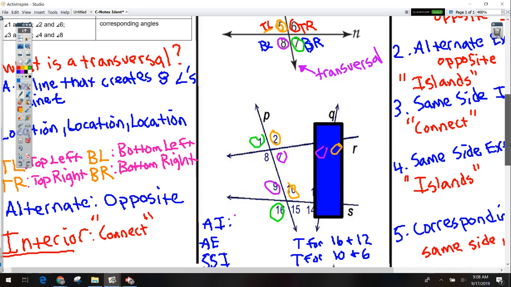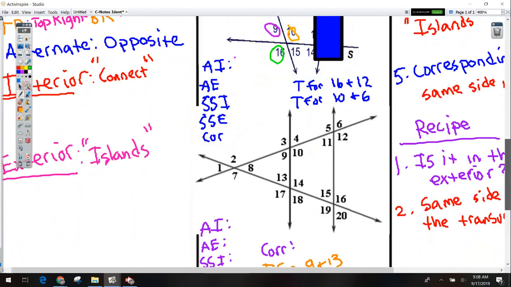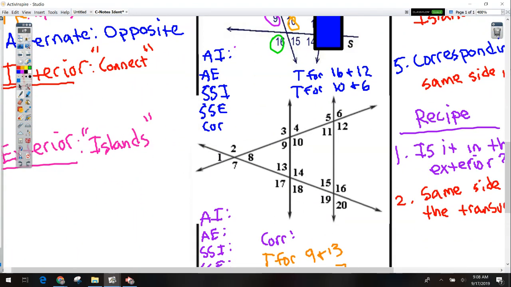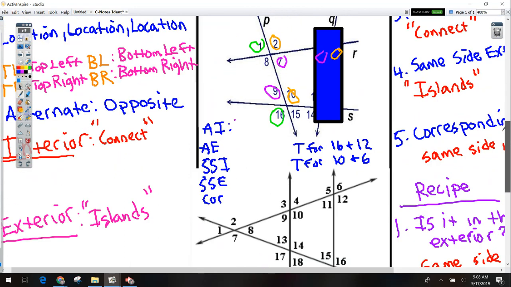So it becomes really easy once you guys practice. It's all about practicing. Remember, you're only looking at 8 angles at a time, 8 angles at a time.